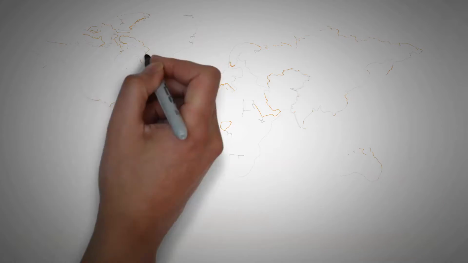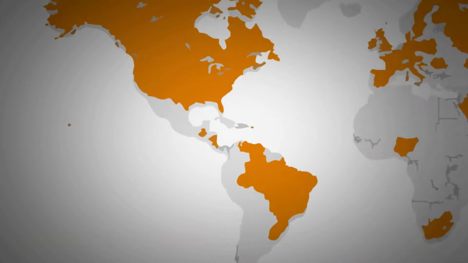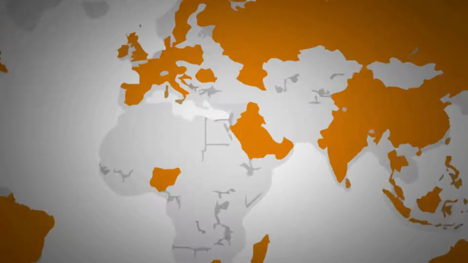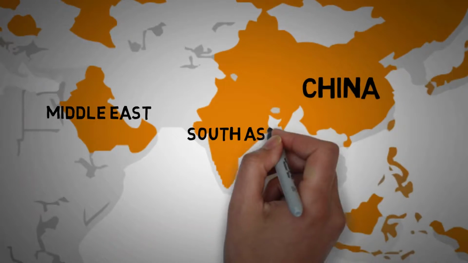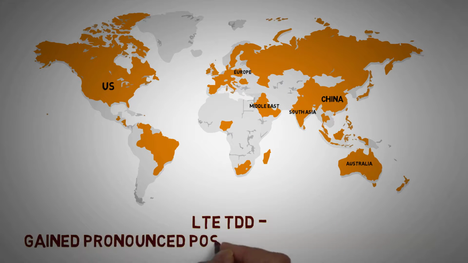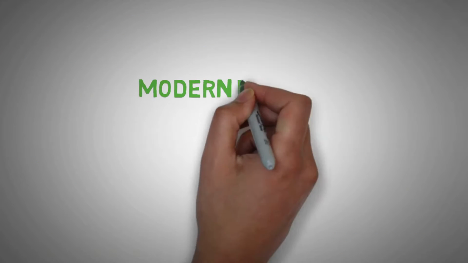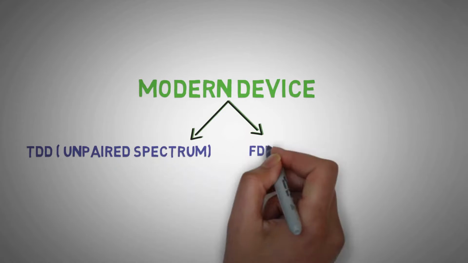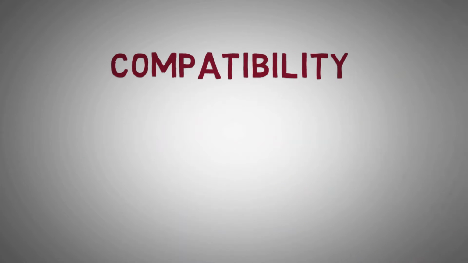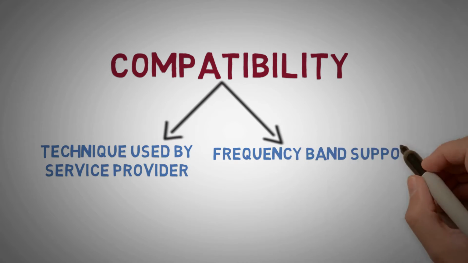While the majority of the global LTE market is based on FDD technology, TDD is expected to see increased adoption in the US, China, Australia, Middle East, Northern and Eastern Europe, and Southwest Asia to gain a more pronounced position in the global LTE market. Keeping an eye on the future market, modern devices are being manufactured with support for both time division duplexing and frequency division duplexing. So, next time when you buy a smartphone, check which technique is used by your service provider and check the frequency bands supported by your smartphone.